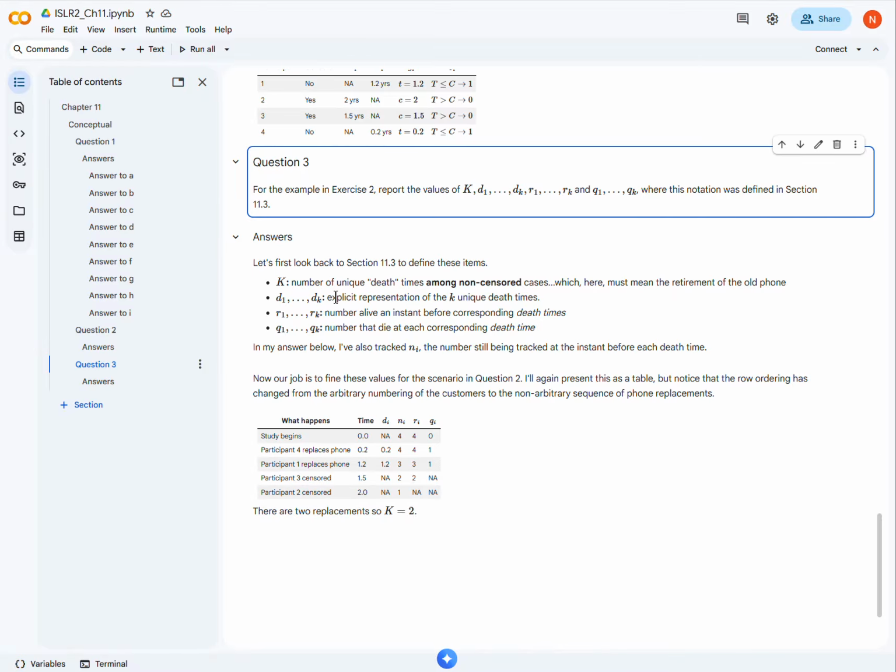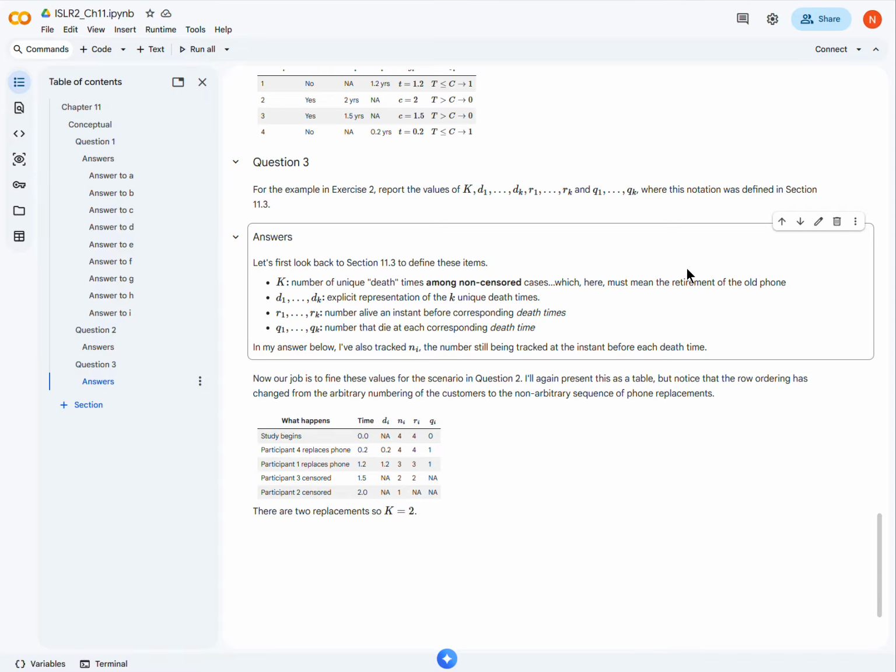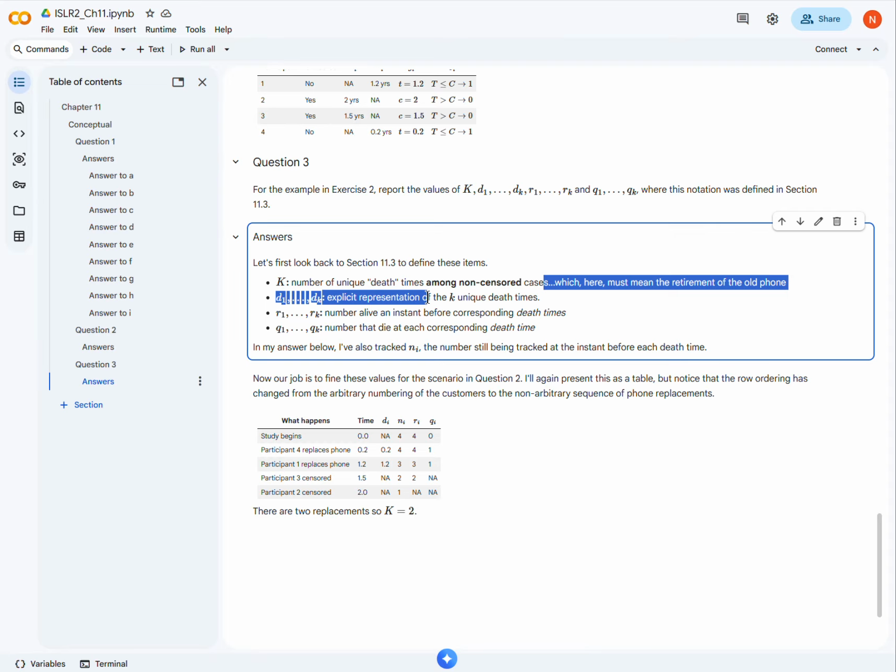Okay. So what are these things? Well, K is the number of death times among non-censored cases. But here we're not talking about deaths, we're talking about phone replacements. So it's the number of phones that are replaced among non-censored cases. Okay, so people that we did not lose to follow-up. D, the lowercase d, are the death times, again, this is phone replacement times now.